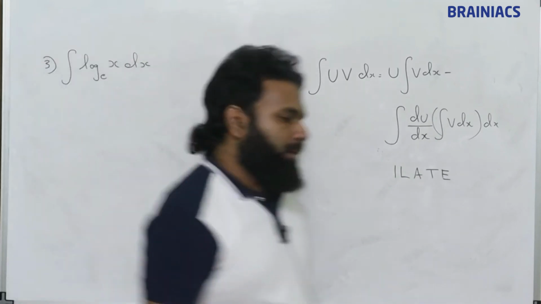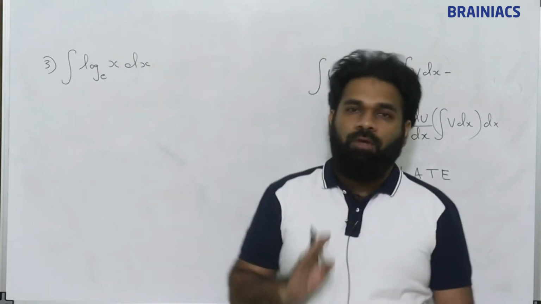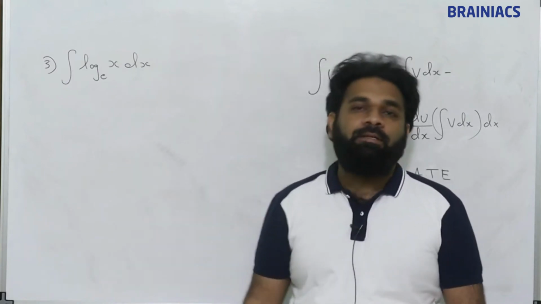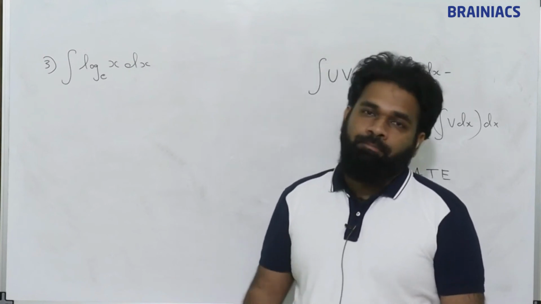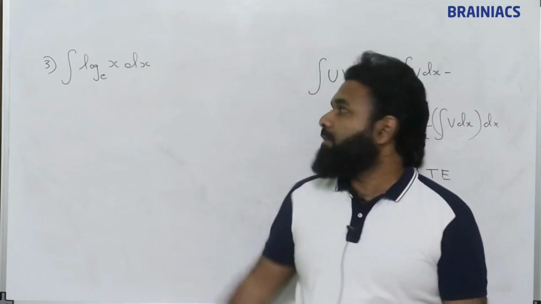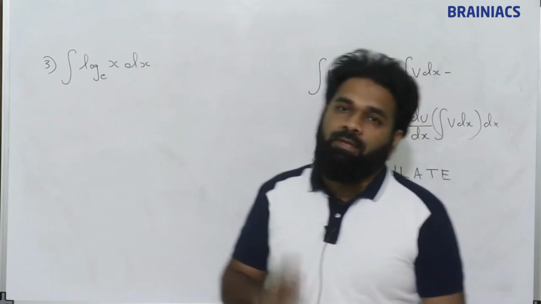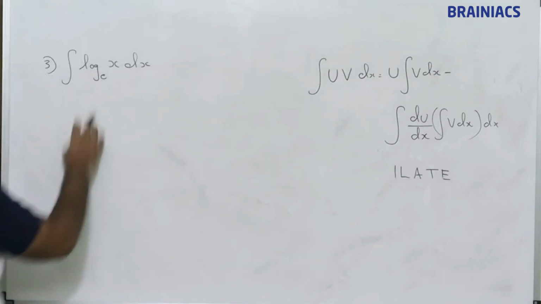So you might be remembering in the formulas which we have written, integration of log x didn't come. D by dx of log x is 1 by x. Integration of 1 by x also we have seen, that is nothing but log x. But D by dx of log x didn't come. So here we will see how to do.